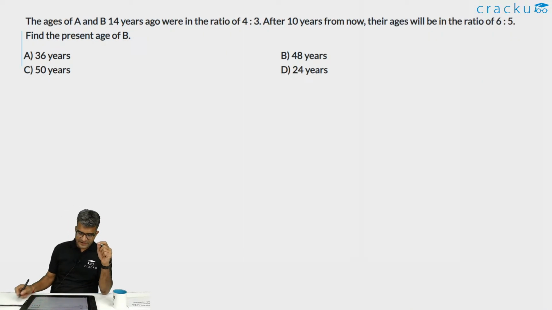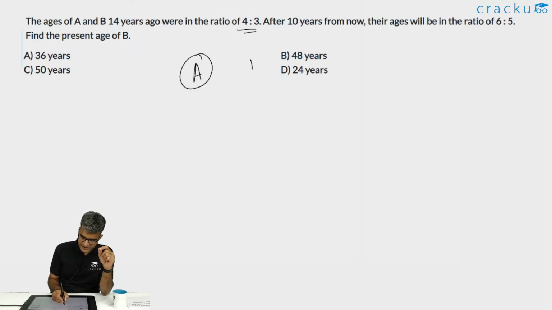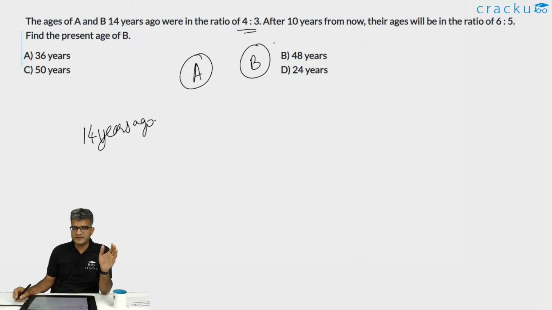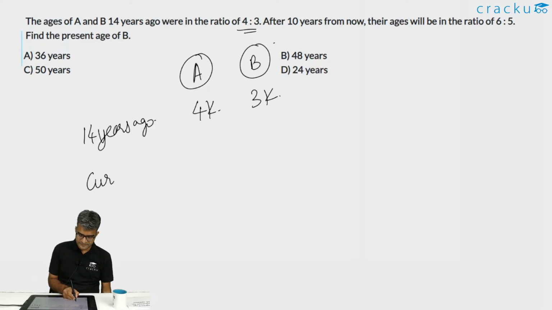The ages of A and B 14 years ago were in the ratio of 4:3. We have A here, we have B here. This is 14 years ago. Their ages were in the ratio of 4:3. So let us assume that at that time the age of A is 4K, the age of B is 3K. But this is 14 years ago. What is the current age? The current age of A will be 4K plus 14 and the age of B is 3K plus 14.